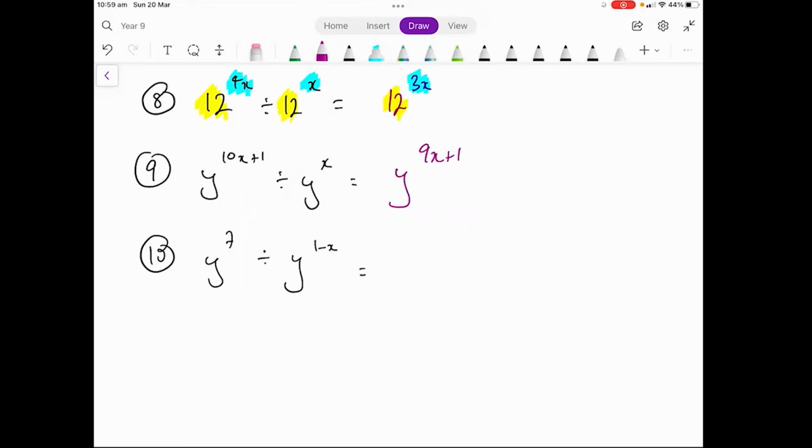Question 9, very similar to question 8, you can see that the base is the same, so we leave the base as y and we subtract the powers. 10x plus 1 minus x is 9x plus 1.